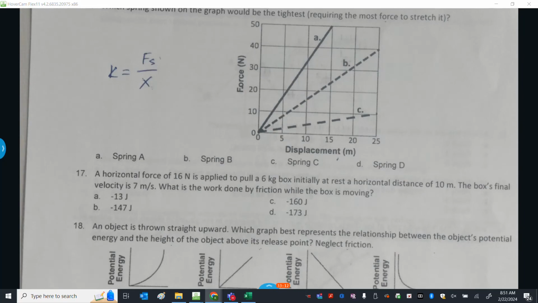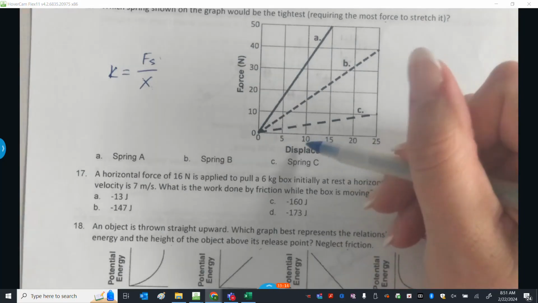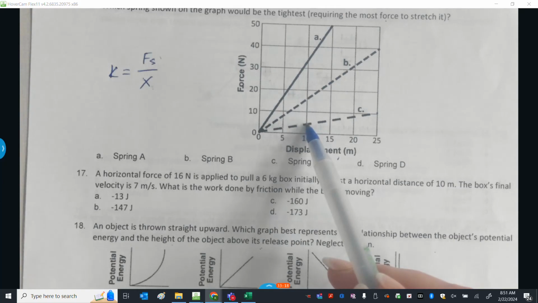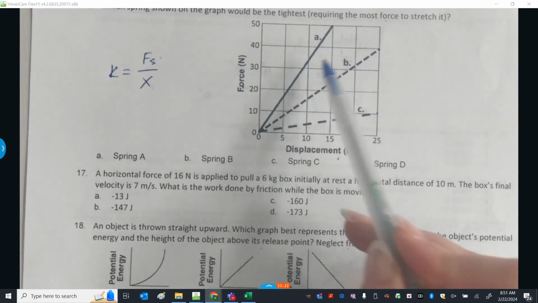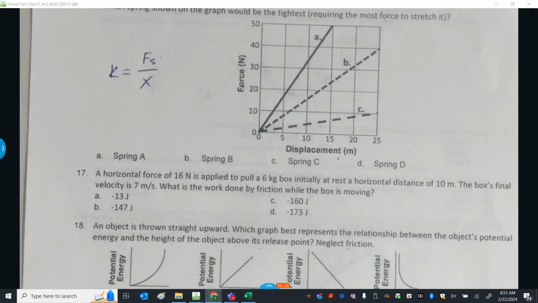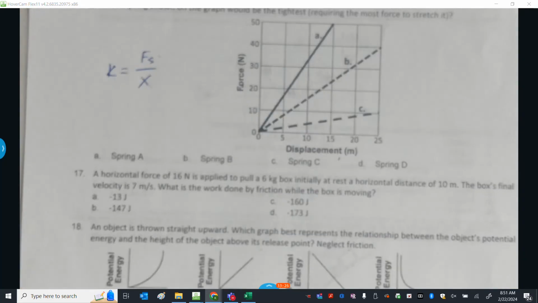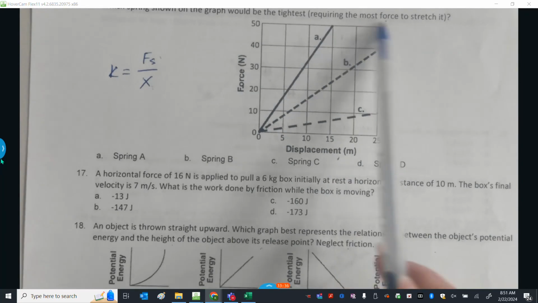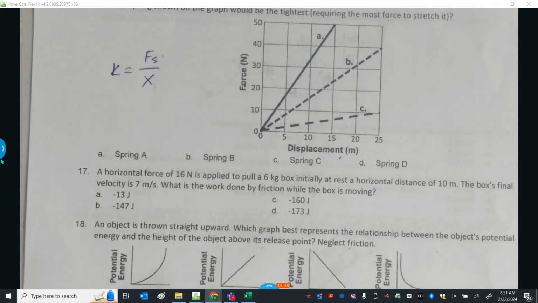That works too. If I look at this, let's say I want to displace a spring 20 meters. Spring C doesn't take very much force, like maybe 3 newtons. Spring B takes like 15, and spring A takes, I don't know, 34. You can tell just by looking at a single point as well which one's going to take the most force to stretch. But ultimately it goes back to slope. Whichever one has the greatest slope has the greatest spring constant and therefore requires the most force to stretch it. That is spring A. The answer to number 16 is A.